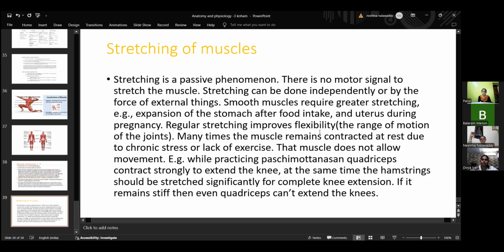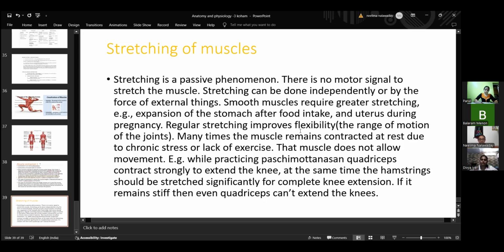So that is the example of proper stretching and coordination of agonist and antagonist, like here we saw biceps and triceps. While practicing Paschimottanasana, quadriceps is a muscle group of anterior thigh muscles, and hamstrings are posterior thigh muscles. They work as agonist and antagonist. But if the hamstrings are not allowing proper stretch, then quadriceps are not useful in this whole Paschimottanasana practice. Now it is clear.